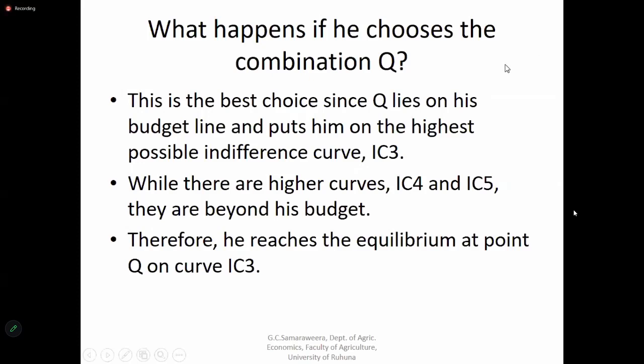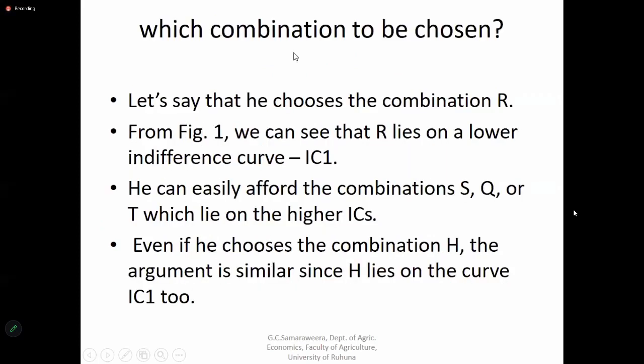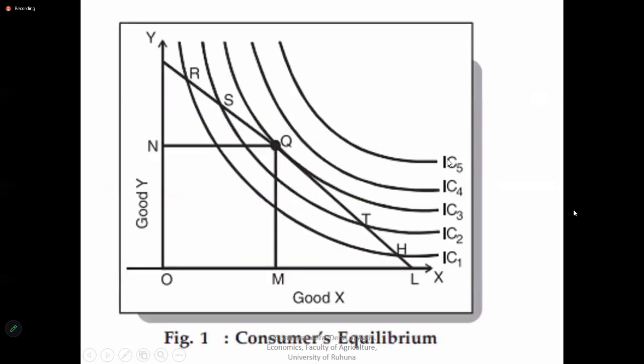So what happens if he chooses it now? If we decide to choose combination Q, this is the best choice since Q lies on his budget line and puts him on the highest possible indifference curve. These two words are important: highest but possible. The highest one is IC5, but it's not possible. IC4 also gives more than IC3 satisfaction, but it's not possible. IC3 is the highest possible indifference curve that he can reach.